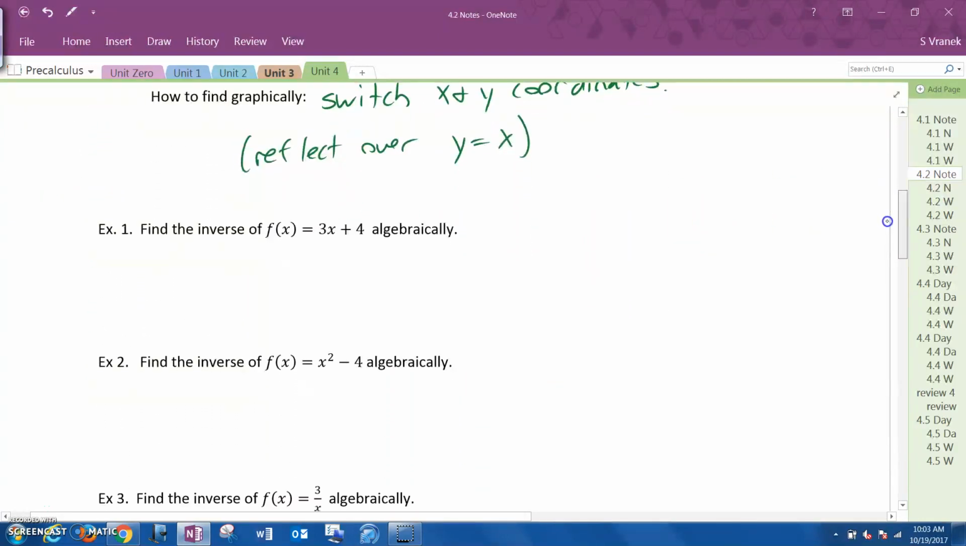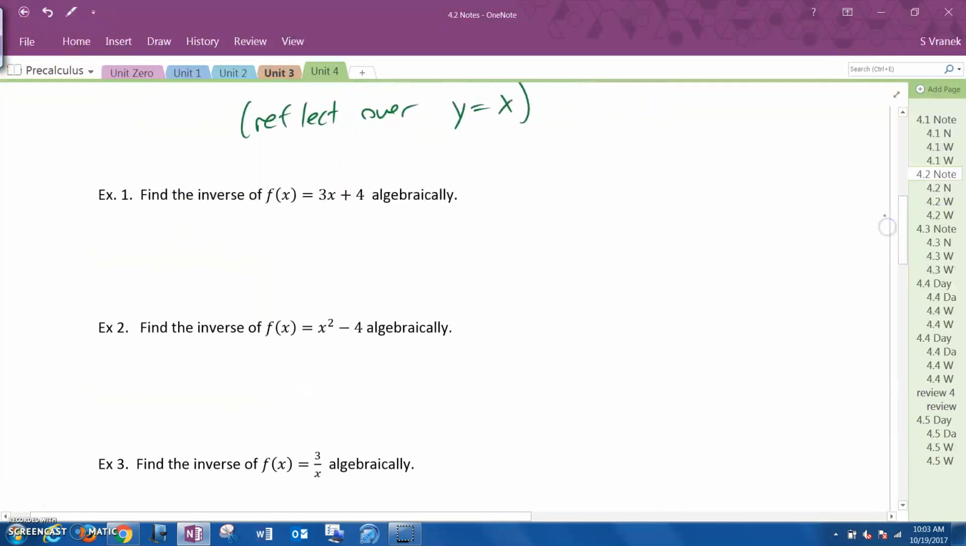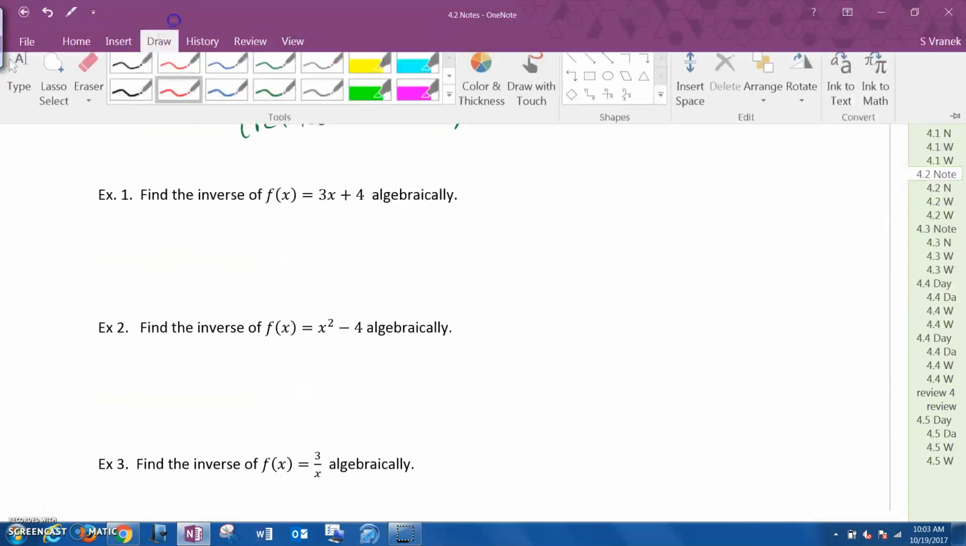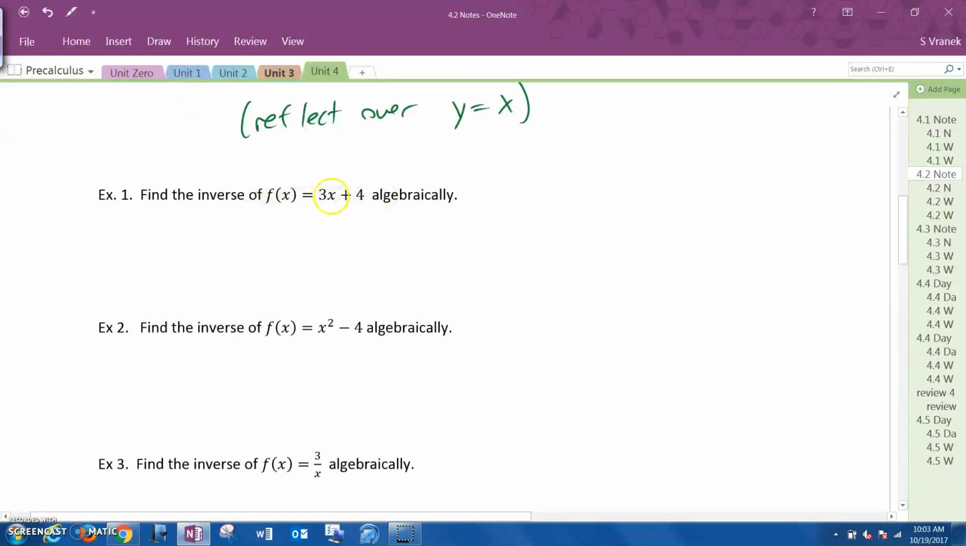So, example 1 says find the inverse algebraically. So again, like I was saying, algebraically, you have to switch the x and the y. So here's the x, and f of x is like y. So now I write this as x equals 3y plus 4. Once you switch them, now you just have to solve for y. Subtract 4. And then we get y is equal to x minus 4 all divided by 3.